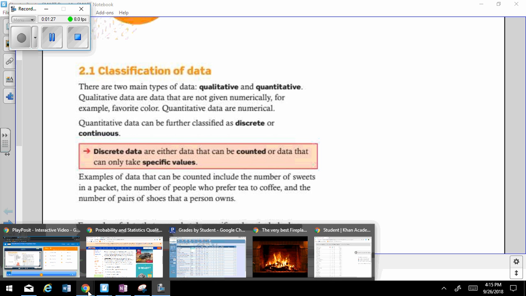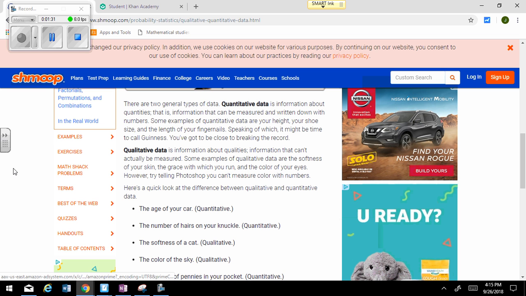So I actually went ahead and looked up other things, and I encourage y'all to do that too, if something doesn't make sense. But here it says quantitative data is information about quantities. So it's information that can be measured and written down. So things that you for sure can find out. Like I can find your height. I can find the height of a desk. I can find your shoe size or the length of your fingernails. Those are things that we can actually measure.